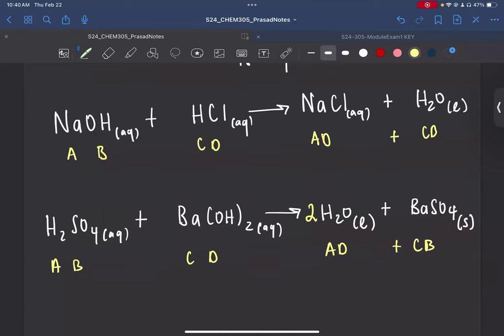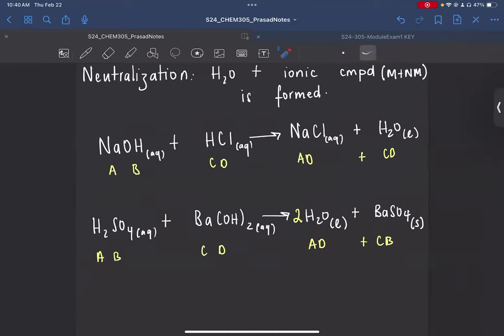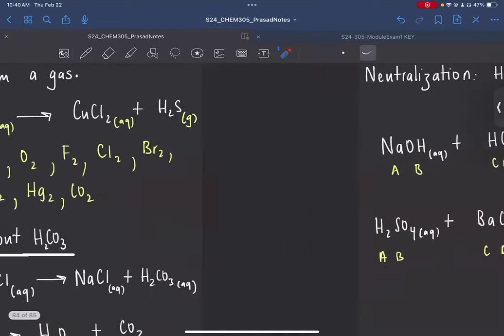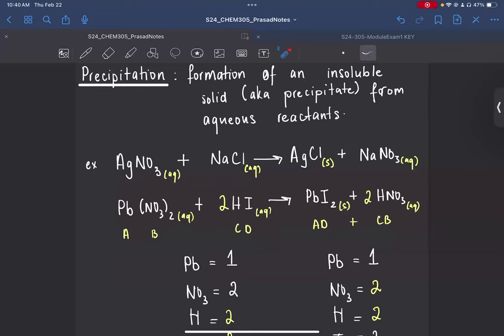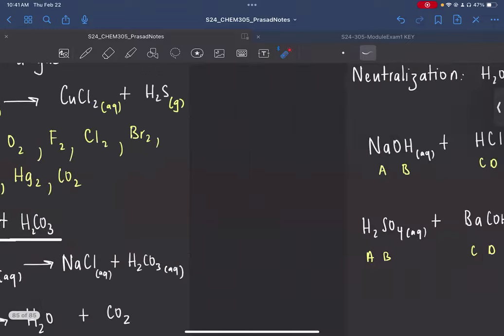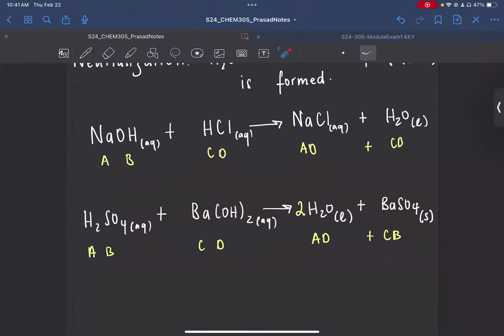I would like to point out something else about this reaction. According to our definition, we have formed water and an ionic compound. Therefore, this is neutralization. But technically speaking, we have also formed a solid from two aqueous reactants. That's the definition of precipitation. So which one is it? Both. A lot of these reactions have a lot of things in common, right? If this was on an exam and you identified it as neutralization, you'd be correct. If you identified it as precipitation, you'd be correct.